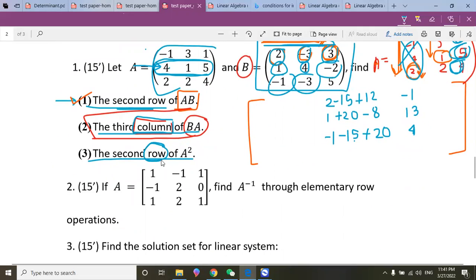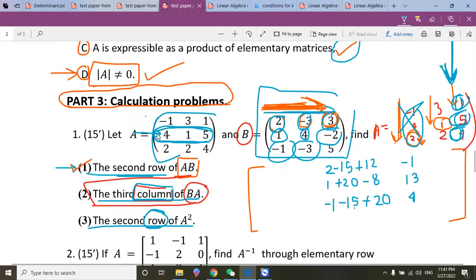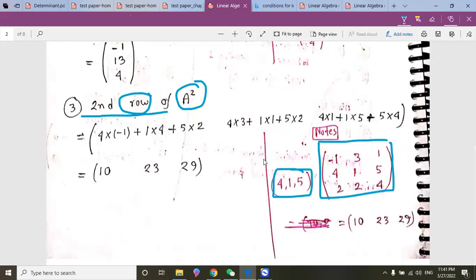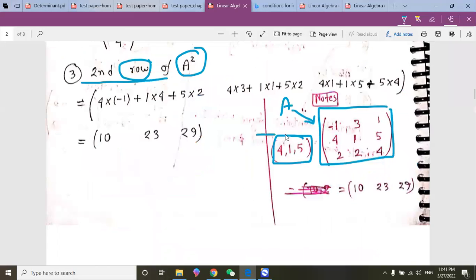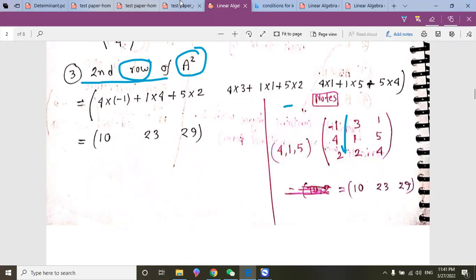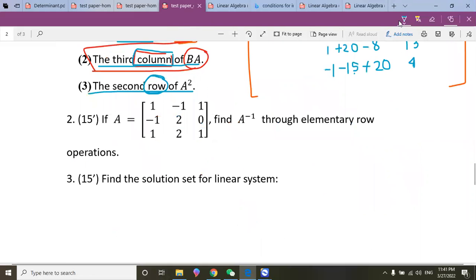So here the question asks for the row of a square. That's why we take the second row, and then we multiply with a matrix: minus 1, 3, 1, 4, 1, 5. Okay. So the same thing, like from left to right and top to bottom. I think you can understand this one. Okay. Let's go to the next problem.